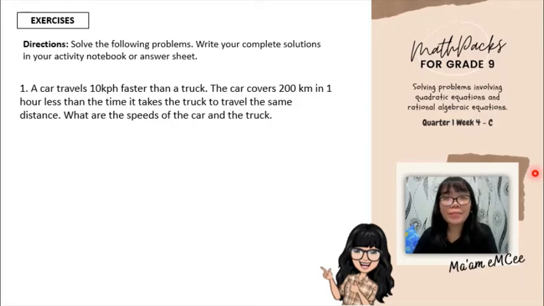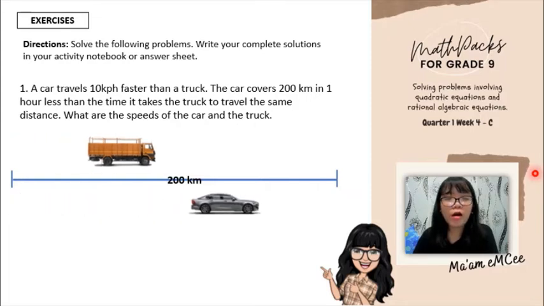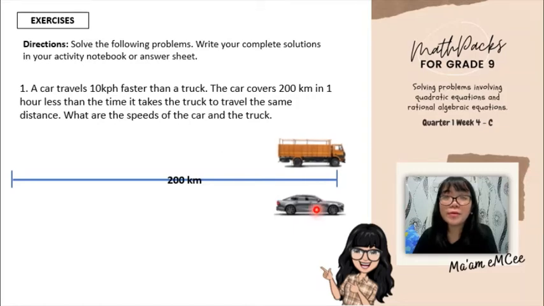So first example or first exercise, a car travels 10 kilometers per hour faster than a truck. The car covers 200 kilometers in 1 hour less than the time it takes the truck to travel the same distance. What are the speeds of the car and the truck? So we have here a car and a truck again, and they both traveled a distance of 200 kilometers. But obviously, the car is faster than the truck, and the car travels 10 kilometers per hour faster than a truck.